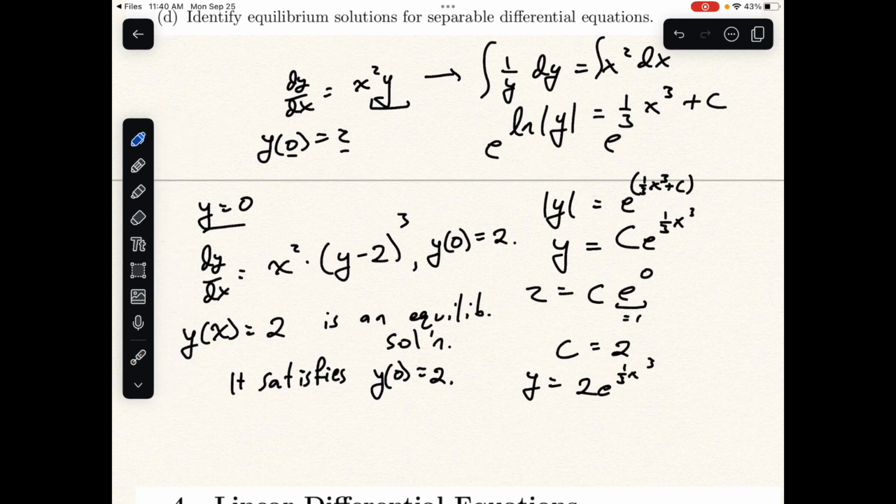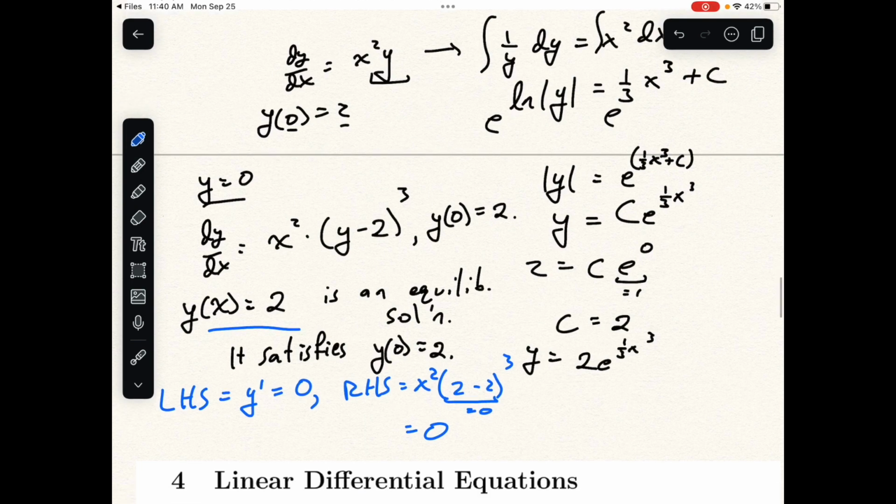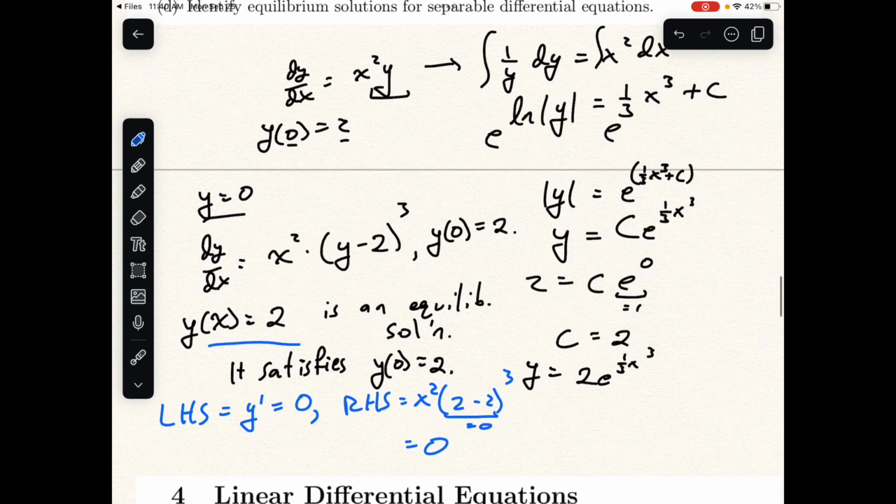How do I know that this is actually a solution? Well, if you were to plug it into the left-hand side of the differential equation, that's just the derivative dy/dx, or y prime. What's the derivative of a constant function? It's always 0. And then what's the right-hand side? It's x squared times (y minus 2) cubed. y is always equal to 2, so plugging that in, you're just going to get x squared times 0. So you're going to get 0 on the left and 0 on the right. Therefore, the left and right-hand sides are equal, and so it's a solution.